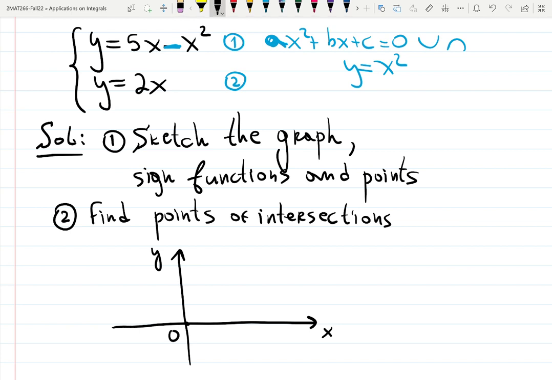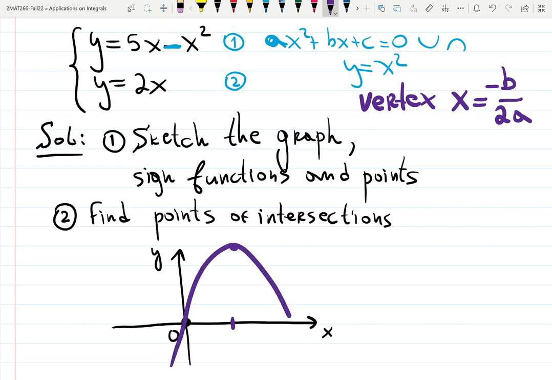In general, you can also just know how to sketch it. Check the 0 point. If you plug in 0, it gives you 0, so it definitely goes through 0. Then you can find the vertex if you want. The x location of the vertex is minus b over 2a. So it's minus 5 over minus 2, which is positive 2.5. So we're going to go here. This is my vertex, and it's grumpy because it's concave down.